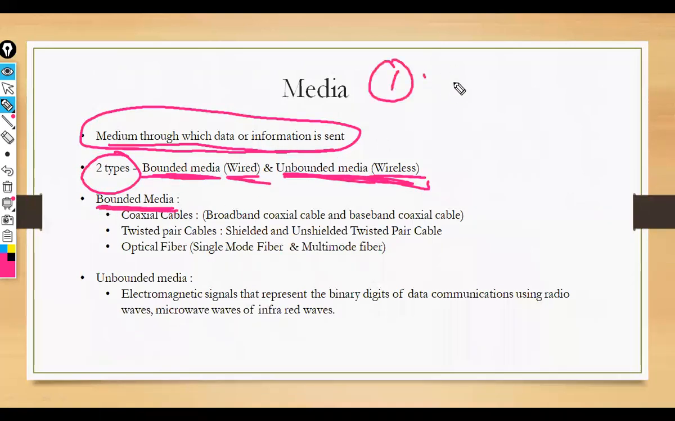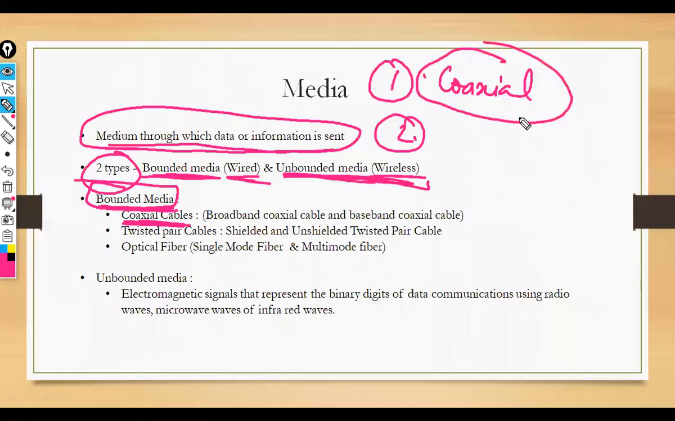I told you bounded media are cables or wired media. The first one is the coaxial cable. You may not write it. Guys, let me tell you again, these are just very, very basic things. Most probably they will not be asked. So you can just listen.